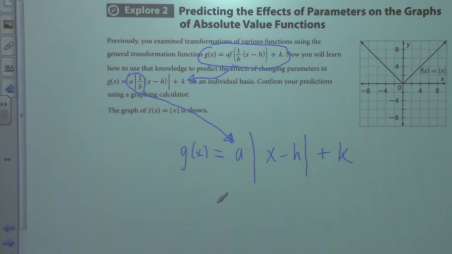And then what do these other things do that we talk about? What does this a do? It stretches it? Yeah, stretches or compresses, right? So we'll say vertically stretch or compress. And you reflect it off the axis if it's negative. Yeah, that's right, okay.